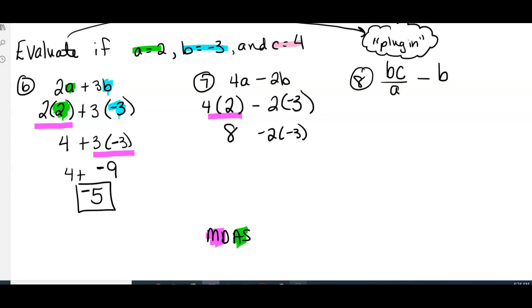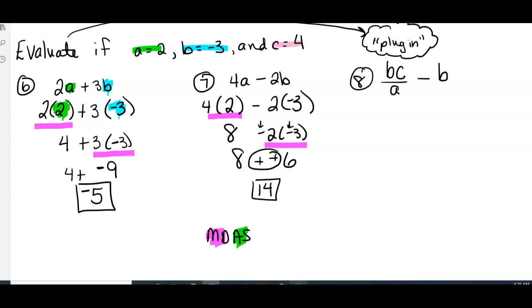Now I do my other multiplying right here. 2 times 3 is 6, but there's 2 negatives, so I write those 2 negatives. And now you should recognize 2 negatives are next to each other, so I circle and make them a plus. And now this is 8 plus 6, and 8 plus 6 is 14.